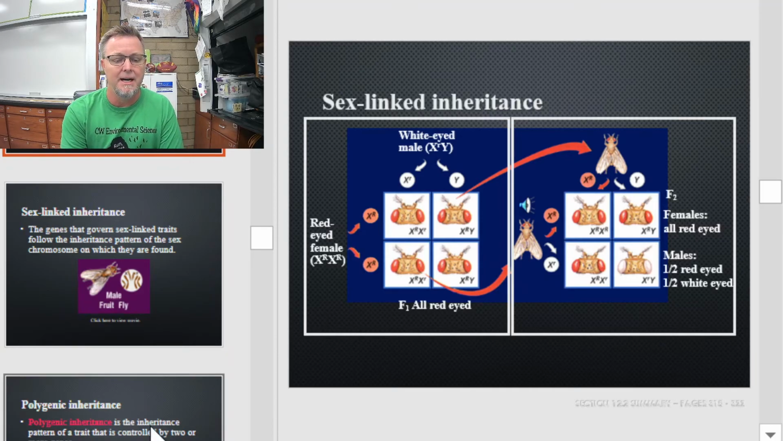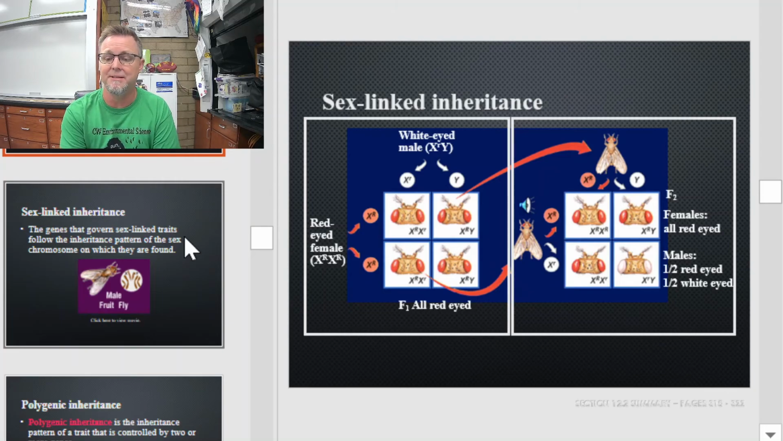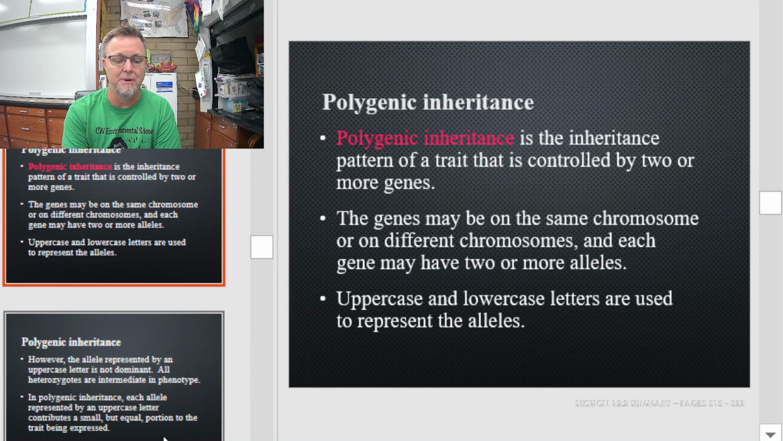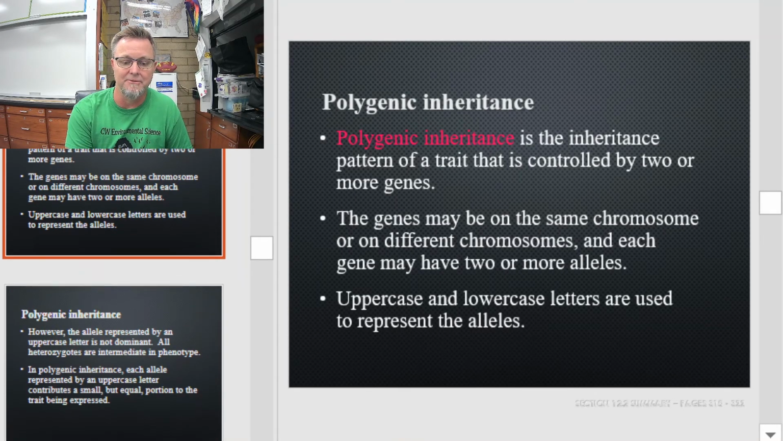Okay, color blindness, male pattern baldness, hemophilia. These are all examples of sex-linked inheritance, and I will show you Punnett squares on how to map those things out in a later video.